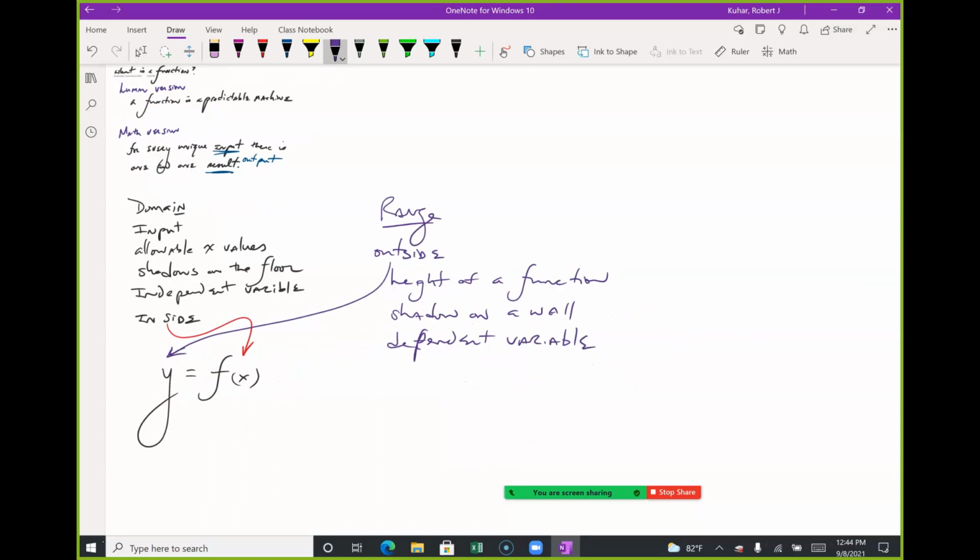All right, so let's look at some problems. I think we're ready to do some of the homework here. We have to be able to tell if something is a function. We have to be able to tell what the domain of a function is, right?